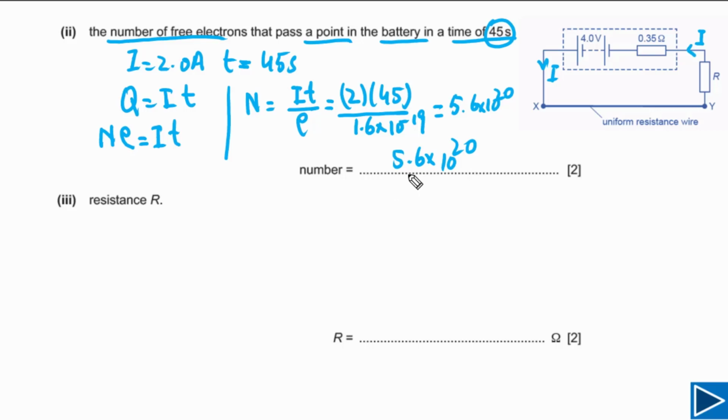This question has 2 marks. The first mark is if we have written Q is equal to IT.